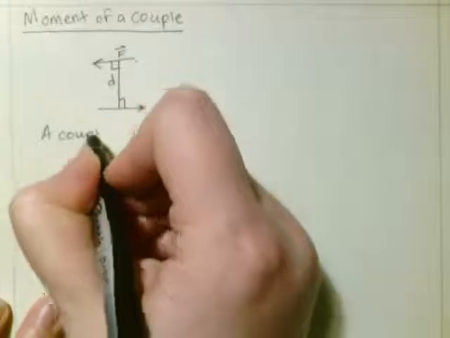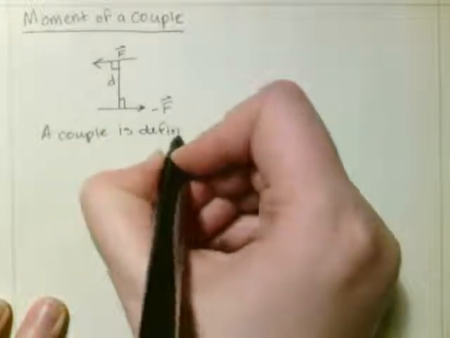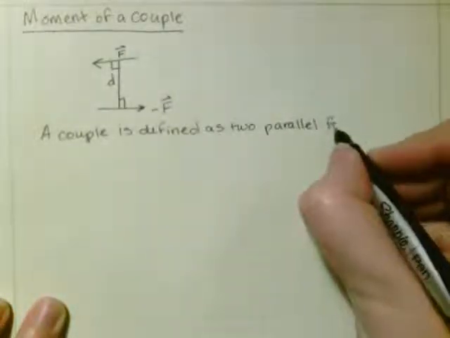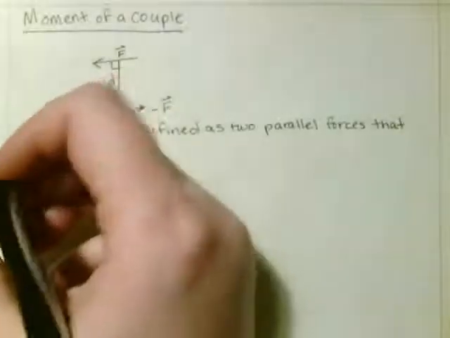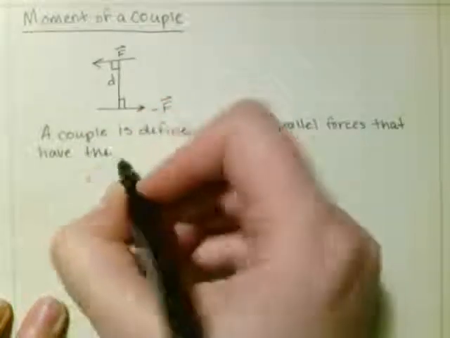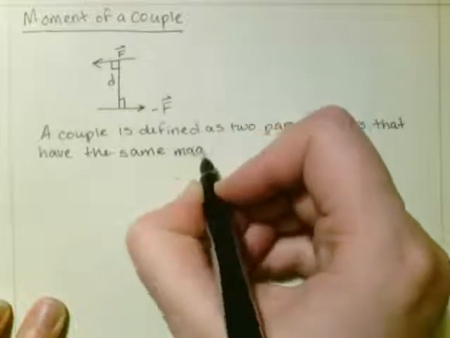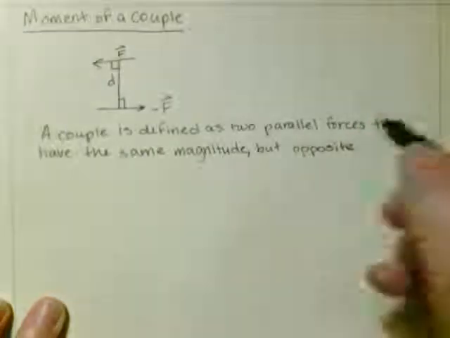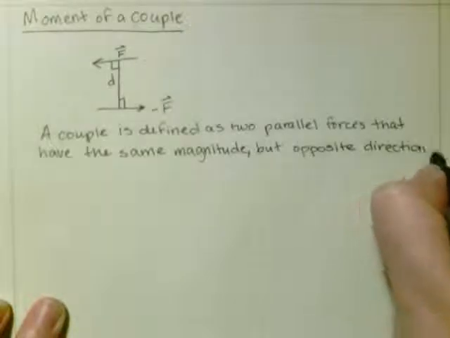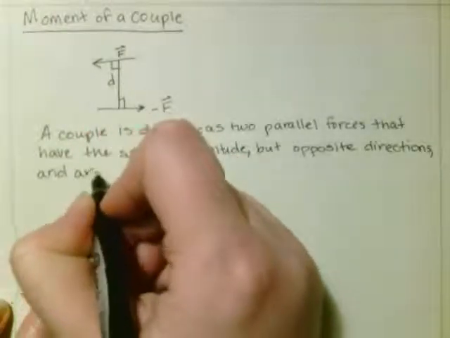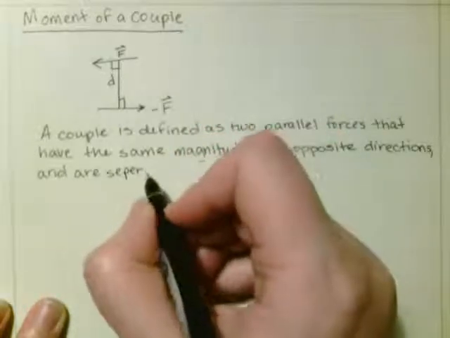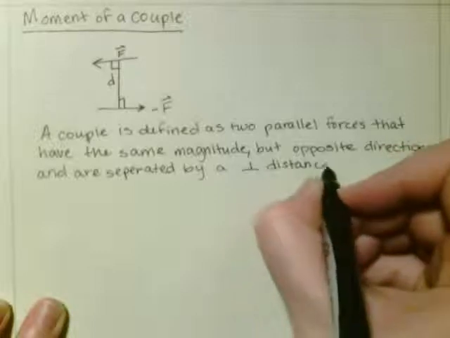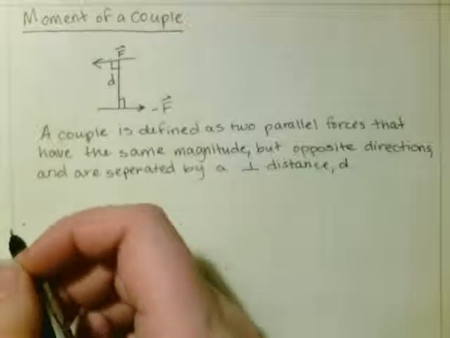So a couple is defined as two parallel forces that have the same magnitude but opposite directions and are separated by a perpendicular distance D. Okay? And that couple will produce a couple moment.